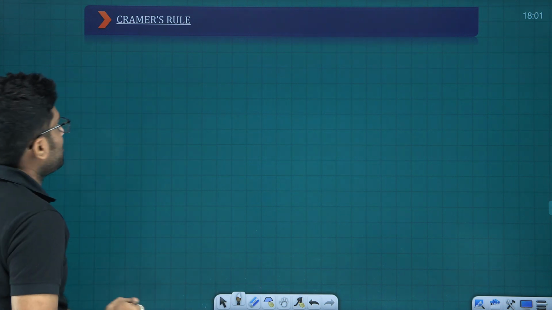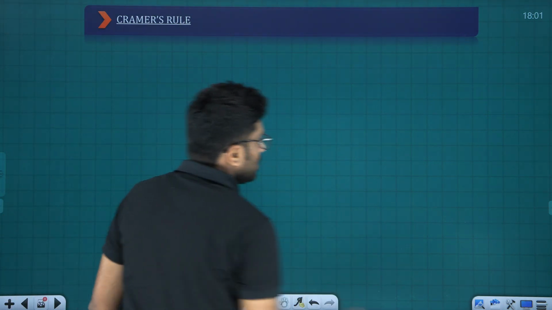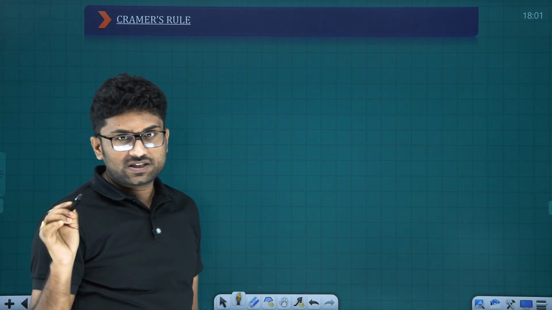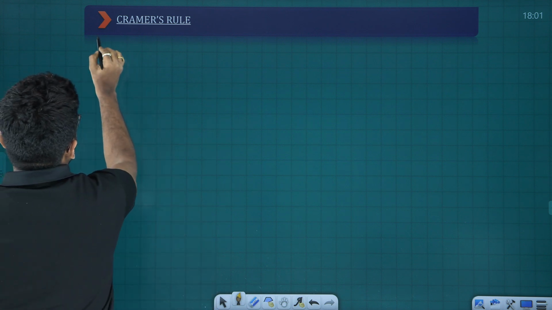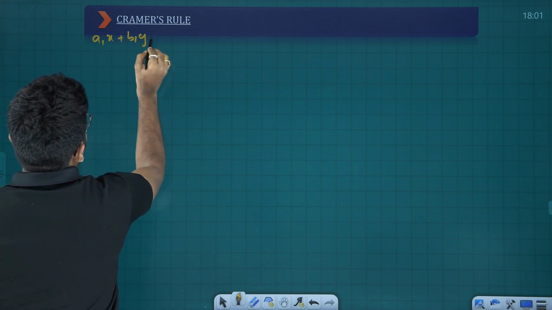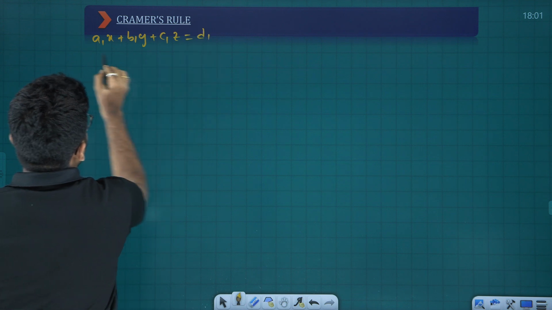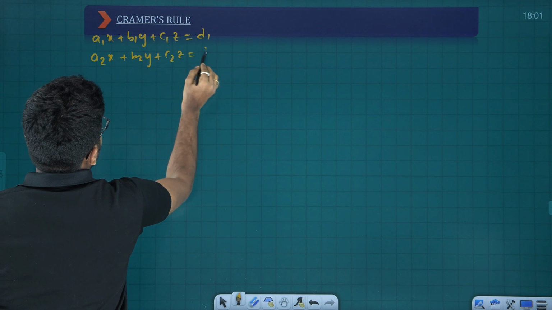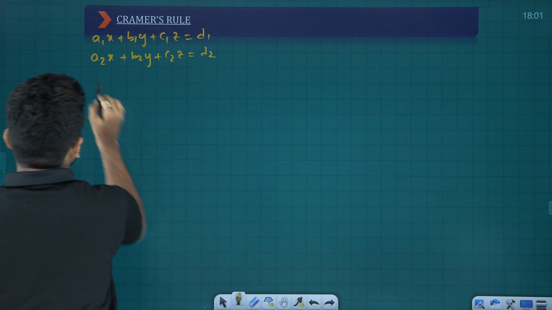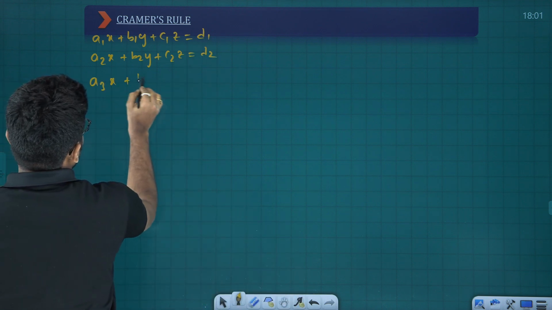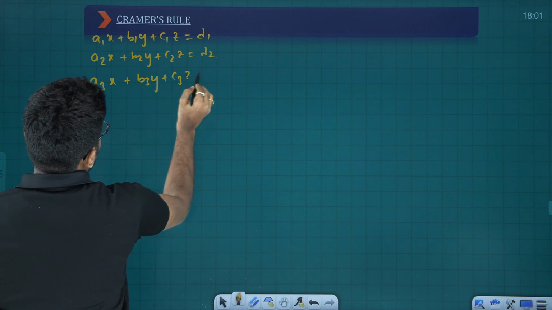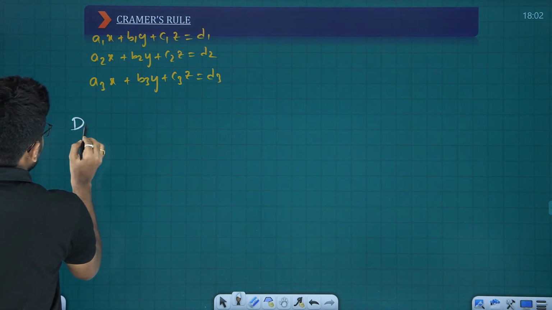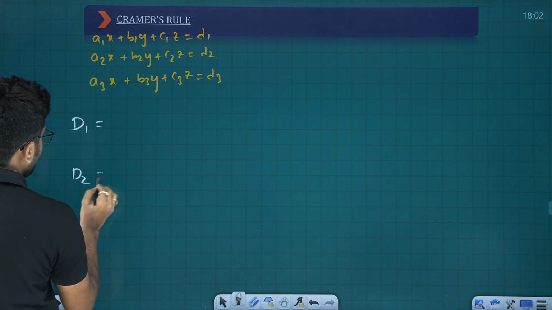Suppose we go with Cramer's method, then in that case what do we do? We have three linear equations, no? a1x plus b1y plus c1z is equal to d1, a2x plus b2y plus c2z is equal to d2, a3x plus b3y plus c3z is equal to d3. We consider determinants, friends.